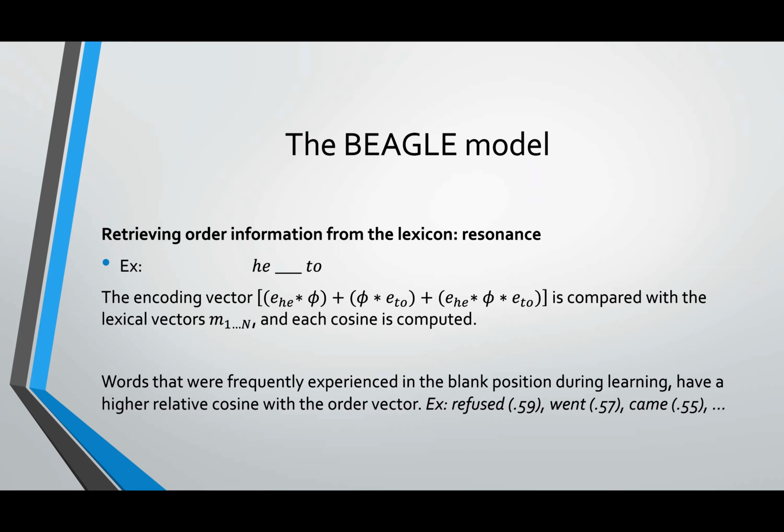Words frequently encountered in the blank position during learning exhibit higher relative cosine values with the order vectors. In the example here, the most likely words for this blank would be refused at 59% and went for 57%. This resonance process allows BEAGLE to identify and predict words that fit well into a specific position within a sequence based on past learning experience.